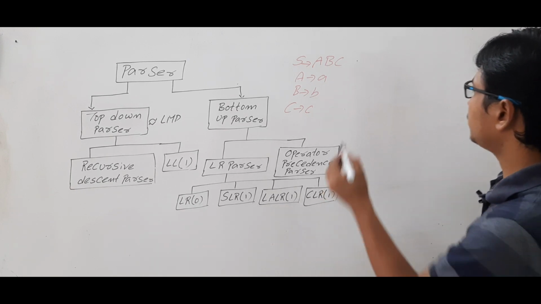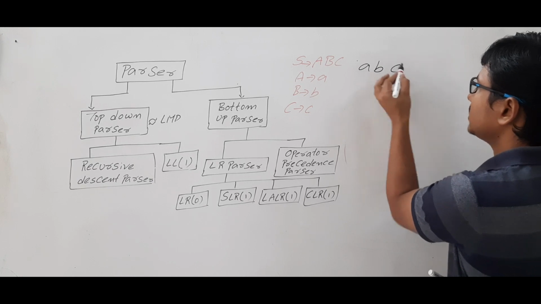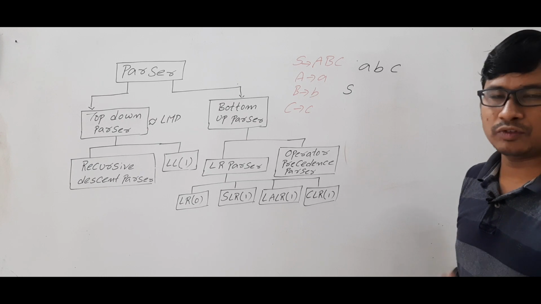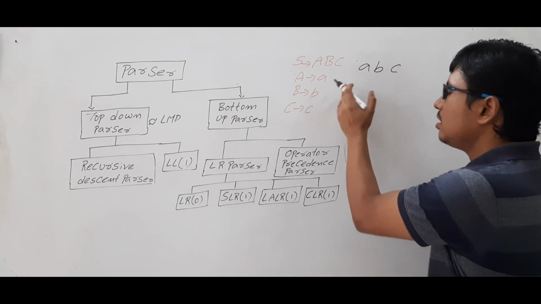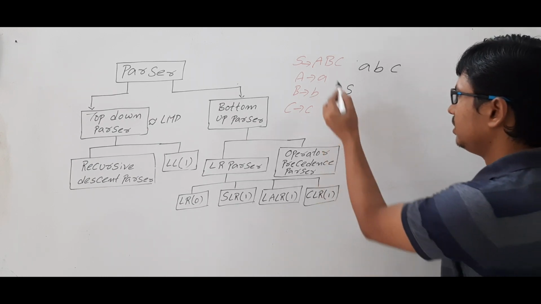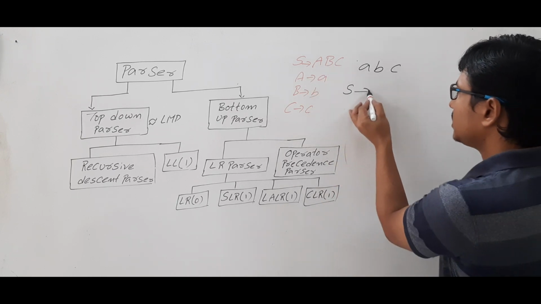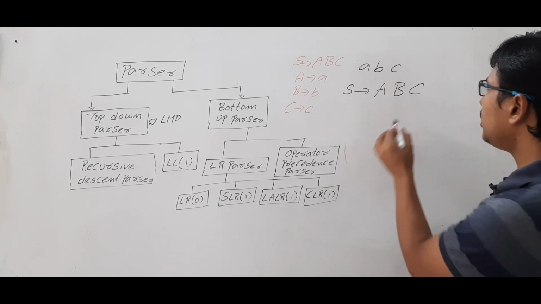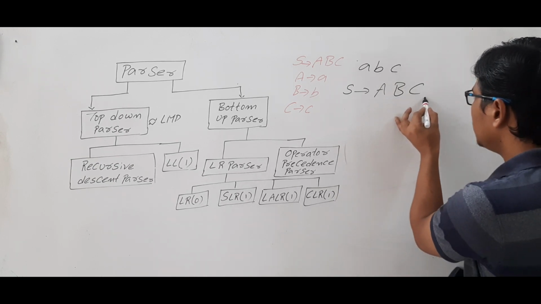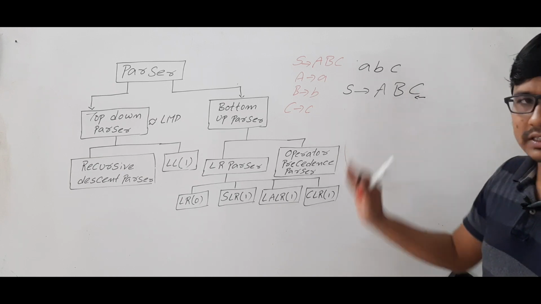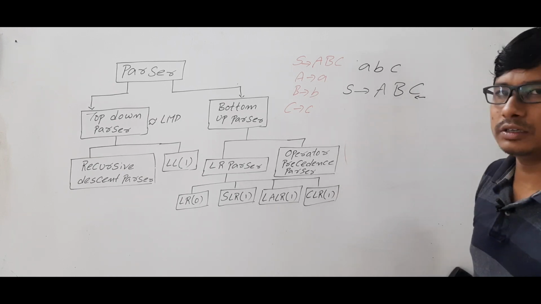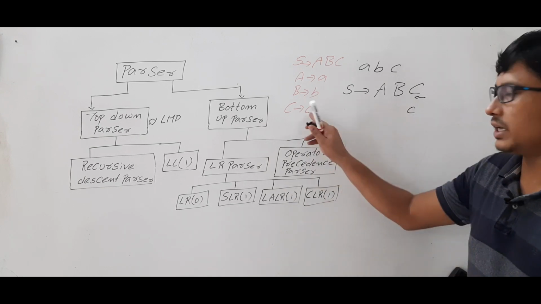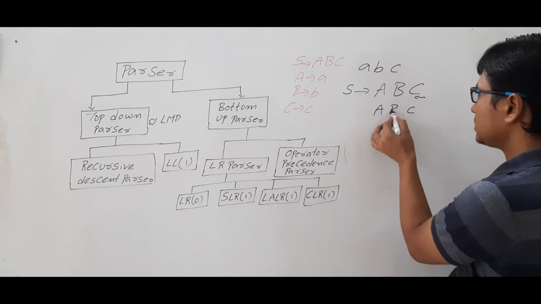Now, the string I want to generate is ABC. If it is a rightmost derivation, what will I do? In the leftmost derivation or in the rightmost derivation, I should always start from the start symbol. The start symbol is S. From that one, we have derived the string ABC. Now, if it is a rightmost derivation, you have to read from the right hand side. On the right hand side, you got a non-terminal. Then you look at the grammar and what production are you getting? You are getting the small c. You write this one as it is.